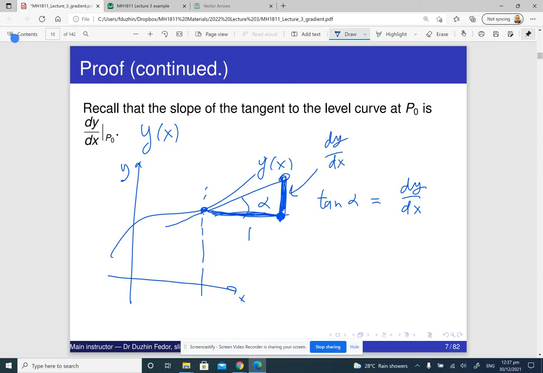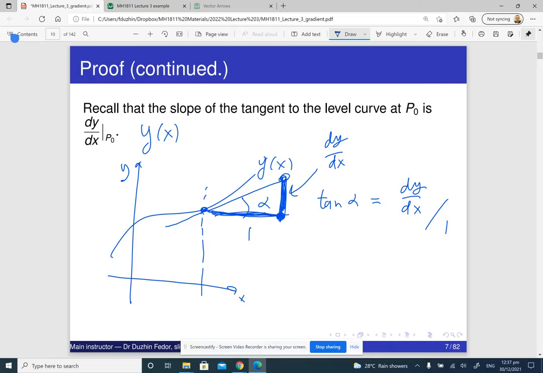So why is this so? Because the tangent of any angle is the opposite side divided by this side, right? So when we write the tangent of the angle is dy/dx, it's the same as writing dy/dx divided by 1, which is why it really works. Okay, so right, this is what it means.